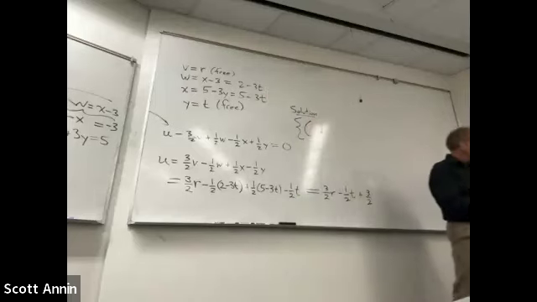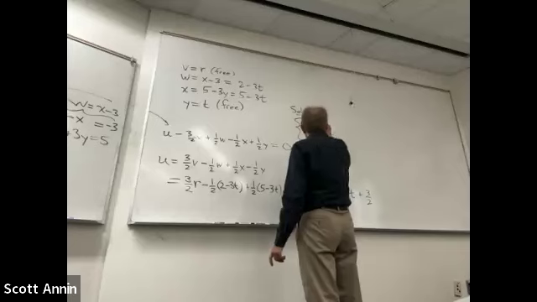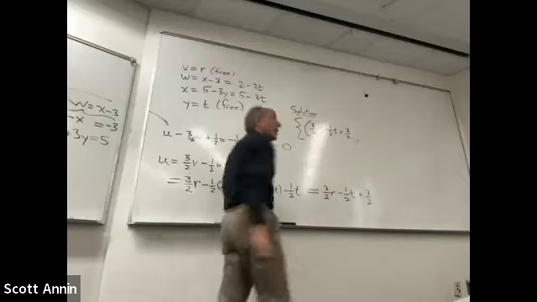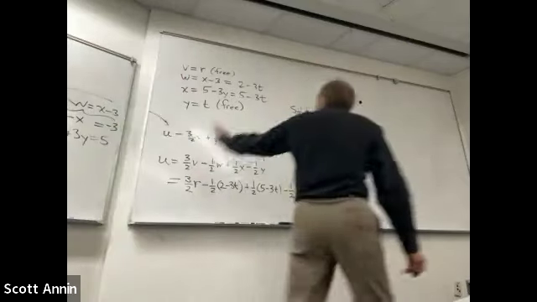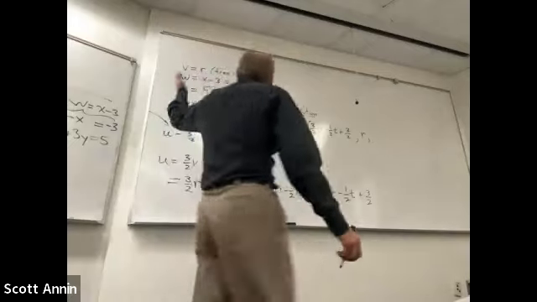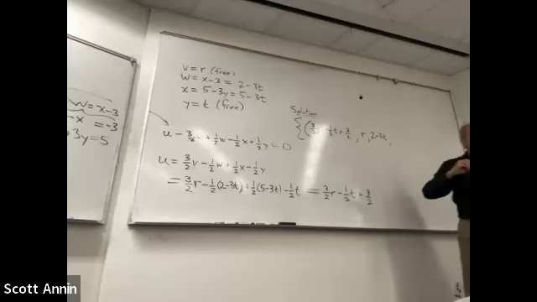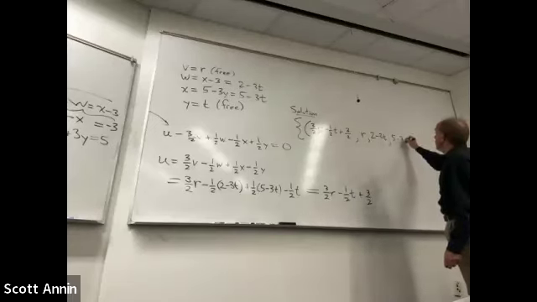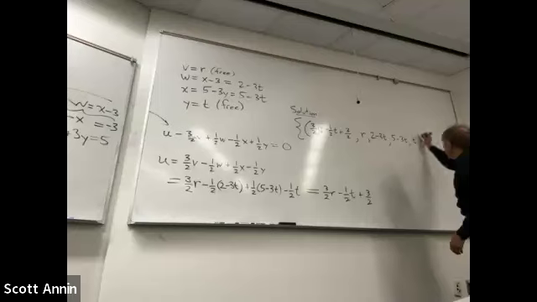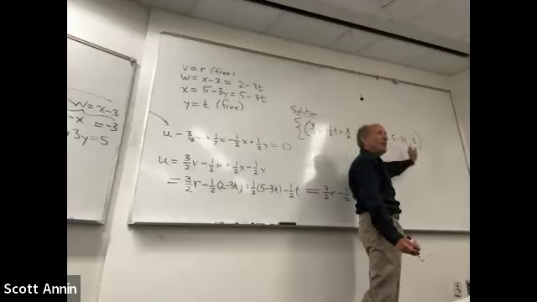I'm going to make a 5-slot answer here. In the first slot, I'm going to put u, which was 3/2 of r minus 1/2 of t plus 3/2, and then comma. And the next variable is v, which should be r, and then comma. And the next variable is w, which was 2 minus 3t, comma. And then x was 5 minus 3t, and then comma. And finally, the y variable was t. And now I'll close my parentheses. So I've got 5 slots. This is the u, the v, the w, the x, and the y.